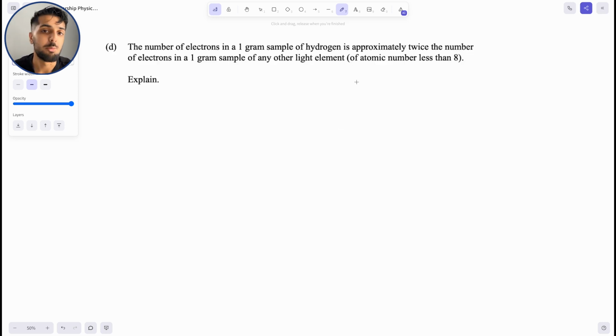There we go. The number of electrons in a 1 gram sample of hydrogen is approximately twice the number of electrons in a 1 gram sample of any other light element. Explain why this is the case.